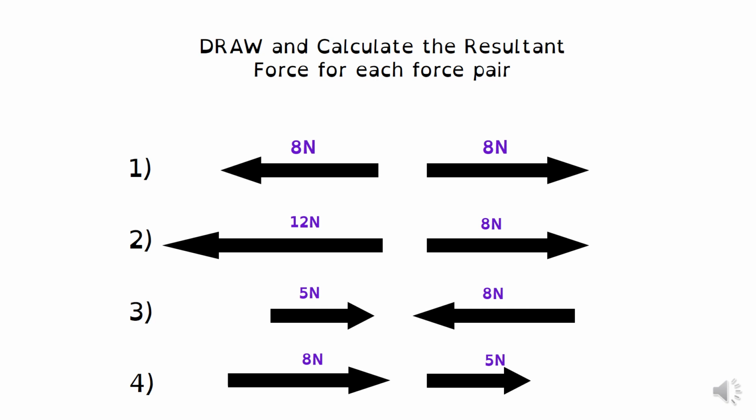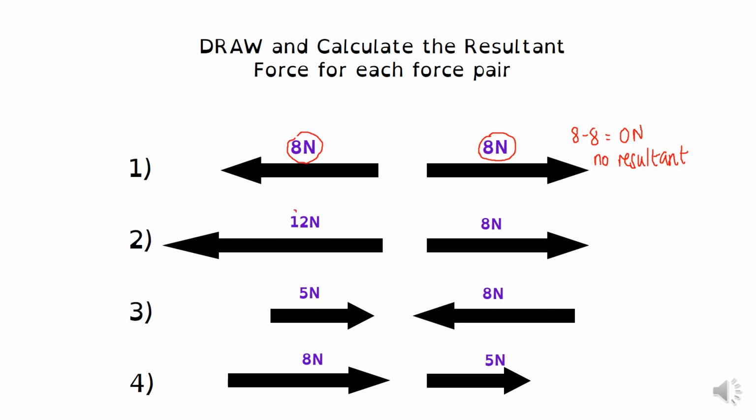Okay, so let's go through the answers here. So for number 1, we have 8 newtons acting left and we have 8 newtons acting right. The forces are opposite each other. So because they're opposite each other, what we're going to be doing is taking them away. So 8 minus 8 newtons equals 0 newtons. There is no resultant force. Okay, so what we've got here is that they'll be balanced and it won't move anywhere, it won't accelerate, it will stay still if it's already still.